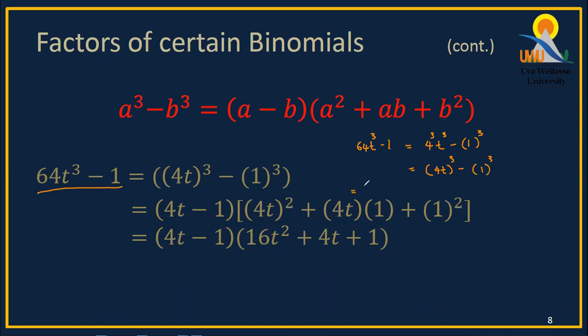Therefore, we can perform the breaking down of this into factors. The first factor will be 4t minus 1. The second factor would be 4t squared. Since it is a minus sign, we have to use the plus sign. Then 4t times 1 will be here. Then plus the square term of the latter base. Therefore, if you solve this further, you will get 4t minus 1 here, then 16t squared plus 4 times t plus 1, which are the factors of the quantity given as 64t cube minus 1.